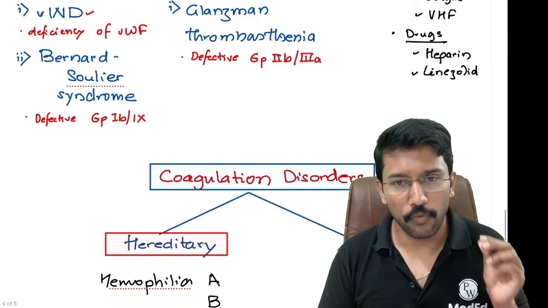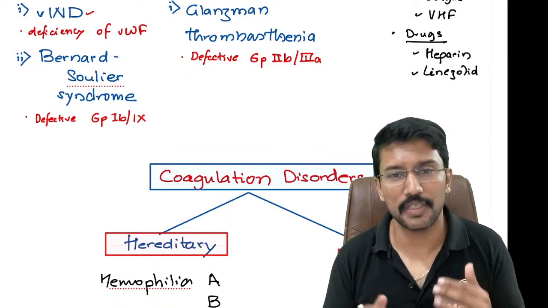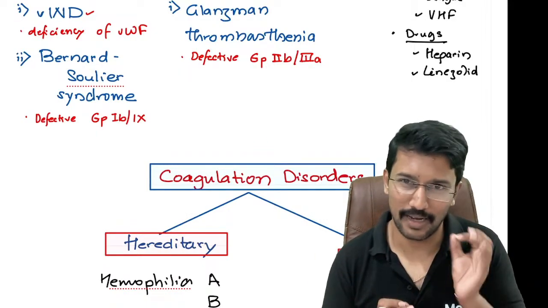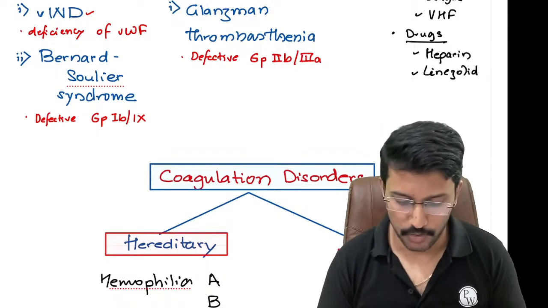VHF refers to viral hemorrhagic fevers. These are fevers caused by viruses where the patient has a tendency to bleed. Why do they have the tendency to bleed? Because the platelet number has gone down. A classical example is dengue. There's a long list of examples that you will study in microbiology, right?